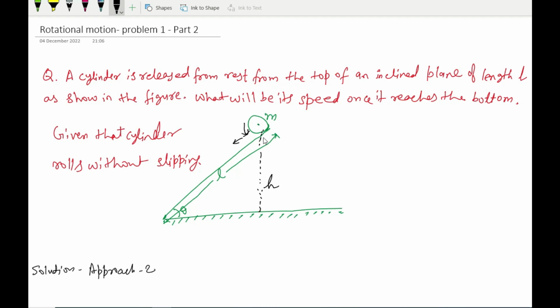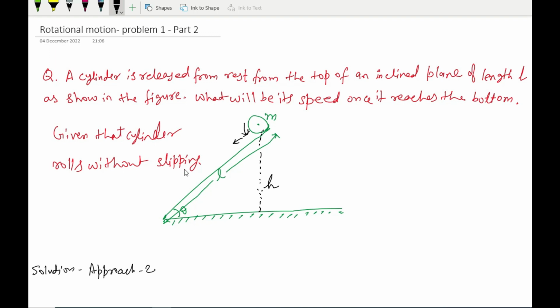Hello students. So this is the same problem which in part 1 I had solved using the principle of conservation of energy, and I had promised that I will solve the same problem using Newton's laws of motion and kinematics. So the same problem now we are going to solve using second approach, number 2.